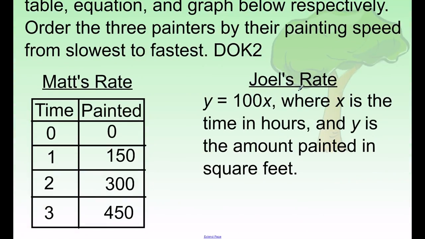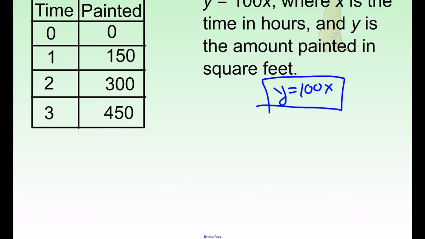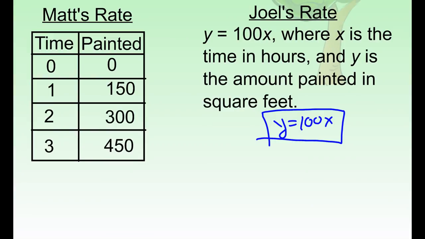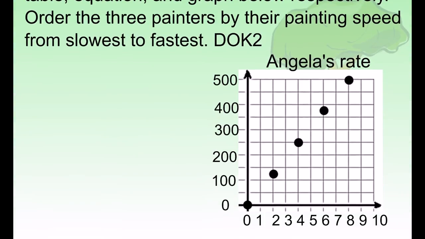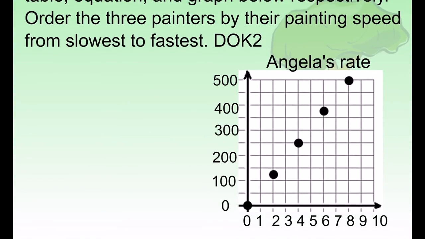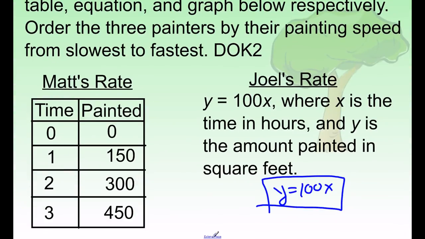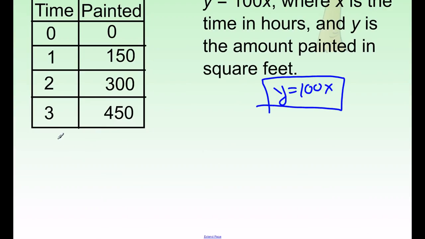So Joel's here is already done. Y equals 100x. That is his equation. Okay, so if I can change Matt's rate into an equation and Angela's rate into an equation, I'll be done. Then I'll be able to figure out whose is faster. So Matt's, let's see. Well, this is our x, and this is our y.